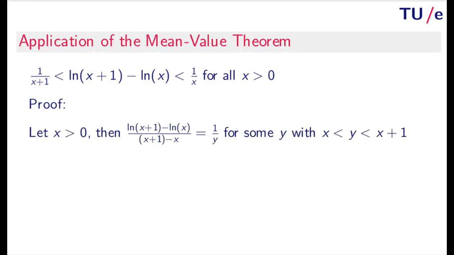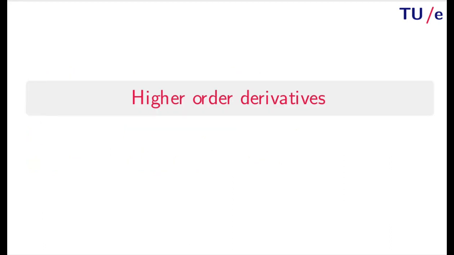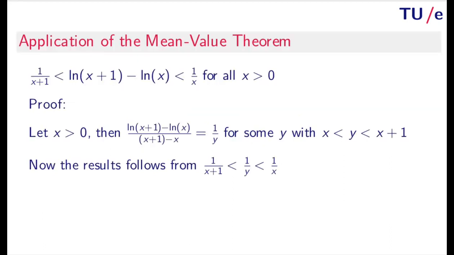Suppose you do have a positive x, then ln of x plus 1 minus ln x divided by x plus 1 minus x is equal to the derivative of the ln at some point y between x and x plus 1. As this derivative is 1 over y, we do find that this quotient is in between 1 divided by x plus 1 and 1 divided by x. And we can conclude that 1 over x plus 1 is less than ln of x plus 1 minus ln x, and that again is less than 1 over x.